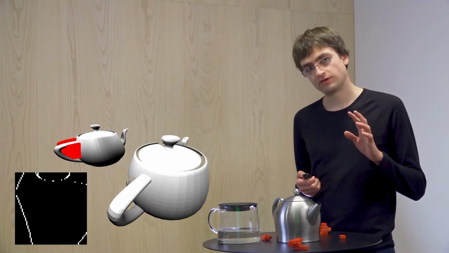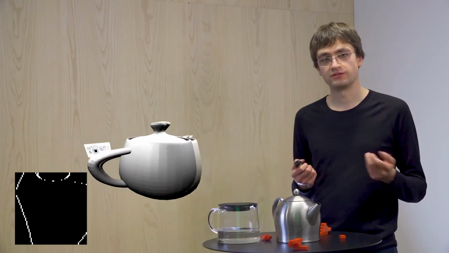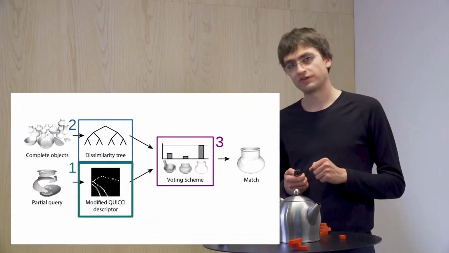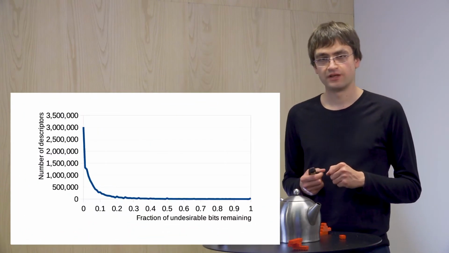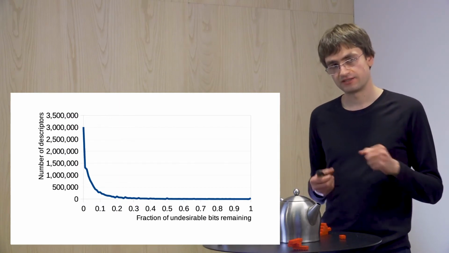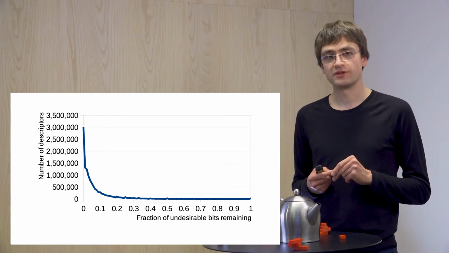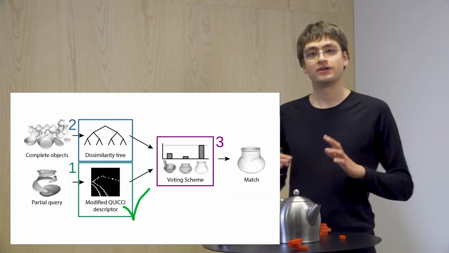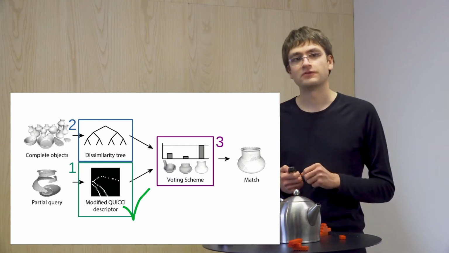If we now look at the corresponding point on the complete teapot, you can see that the descriptor is a complete subset. This we can really utilize well for partial retrieval. Now we also did a quantitative analysis of this, and we found that in the vast majority of cases less than 10% of those undesirable bits were remaining in the descriptor. So this filter is very effective. Okay, so that's the first major component done.